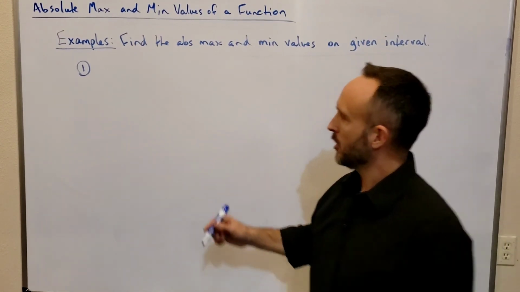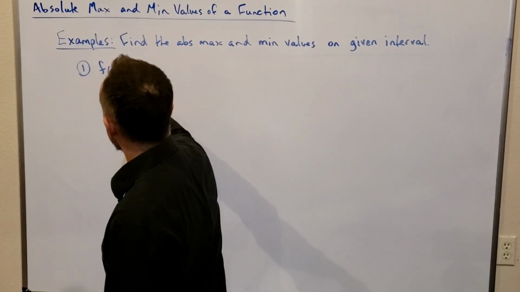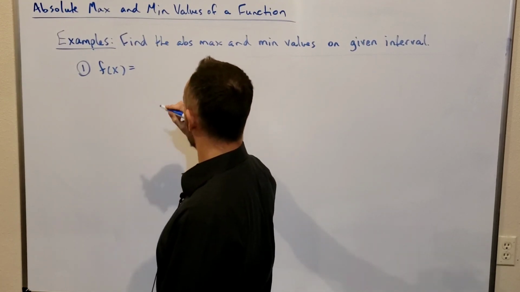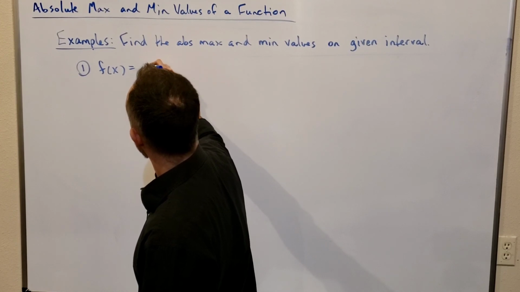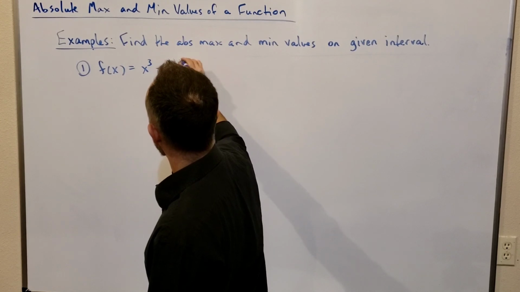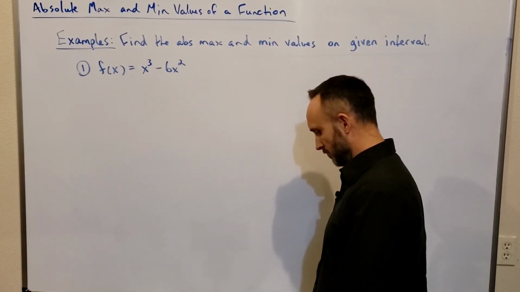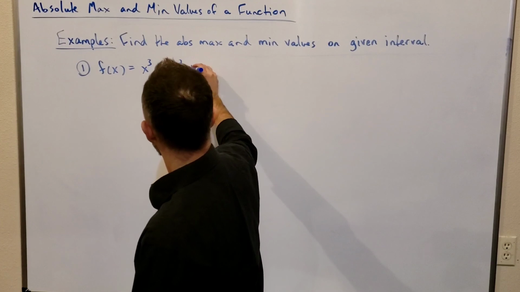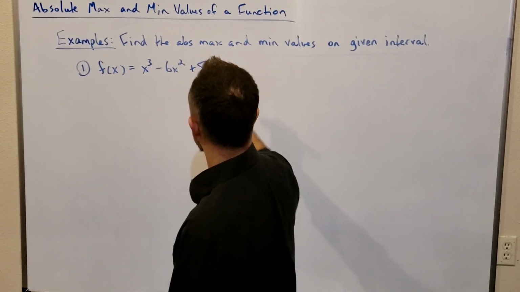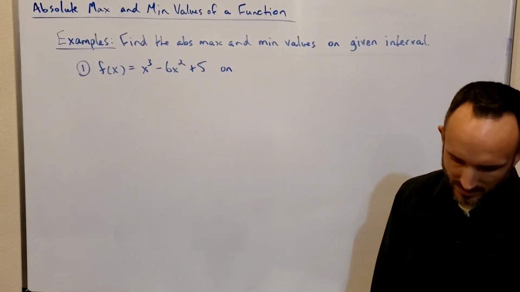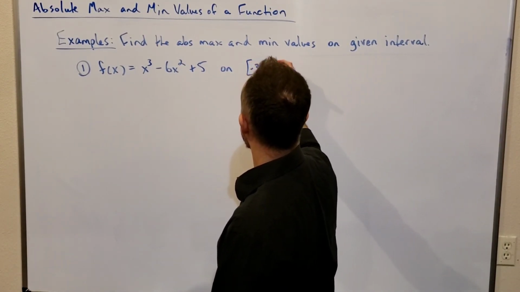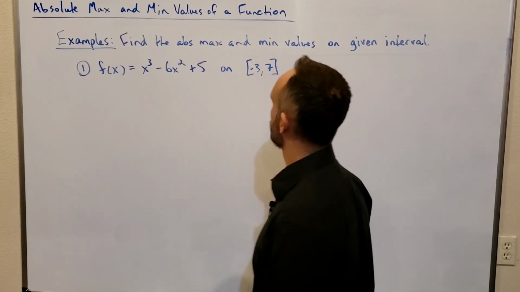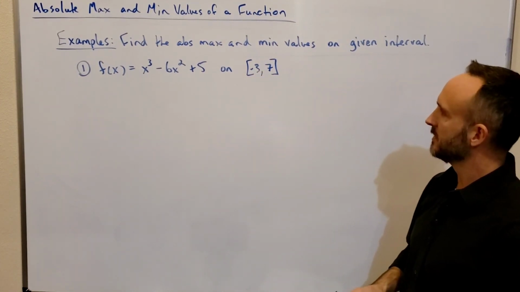Example 1 is just going to be a polynomial function. F of x equals, how about x cubed minus 6x squared plus 5. And we will look at the interval from -3 to 7. Okay? Look at the interval from -3 to 7.